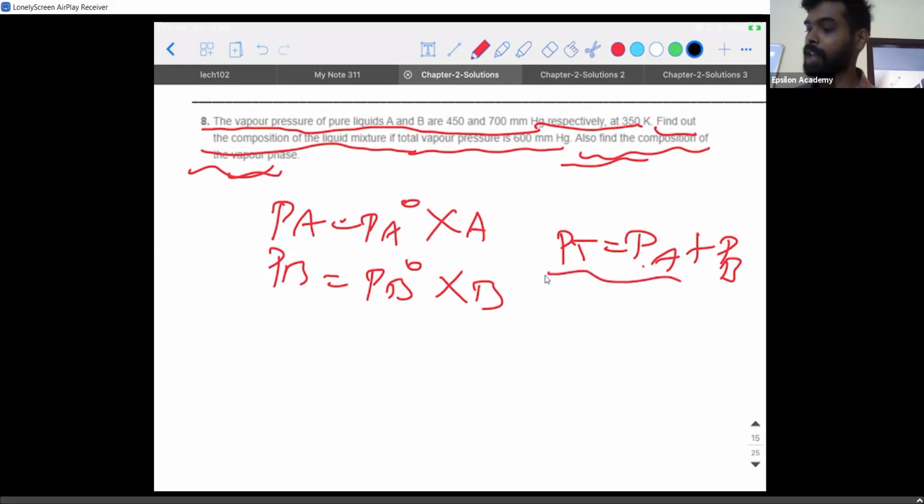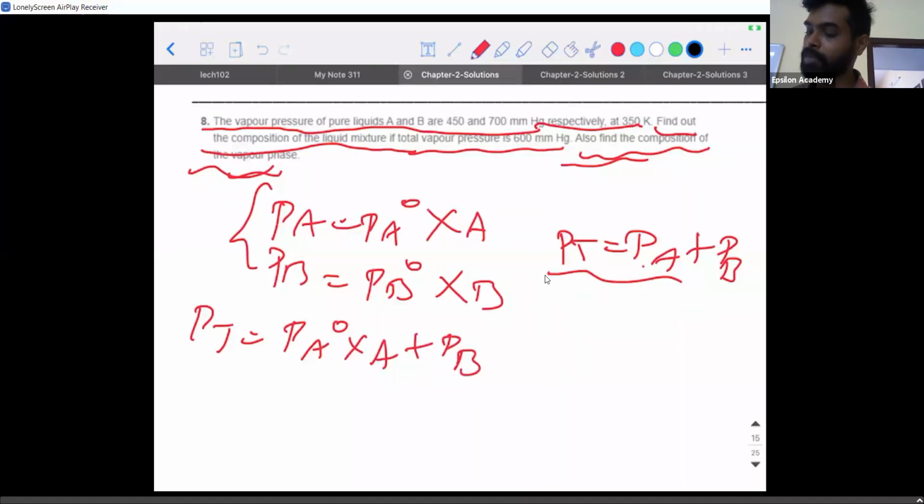Now if I just combine these two formulas, how can I write? P total is equal to PA naught XA plus PB naught XB. I can write it like this: PA plus PB, which is PA naught XA plus PB naught XB. Now see, look at here. Okay, fine. You try.